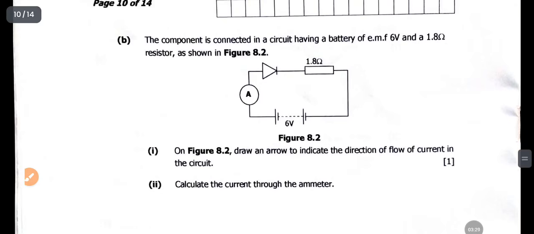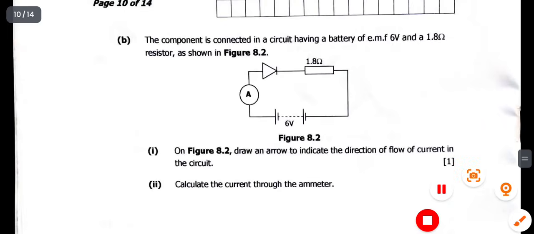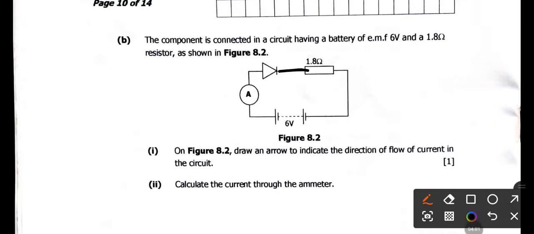Question B. The component is connected in a circuit having a battery of EMF 6 volt and a 1.8 ohm resistor as shown in figure 8.2. On figure 8.2, draw an arrow to indicate the direction of flow of current in the circuit. The direction of flow of current in the circuit is in this way here.